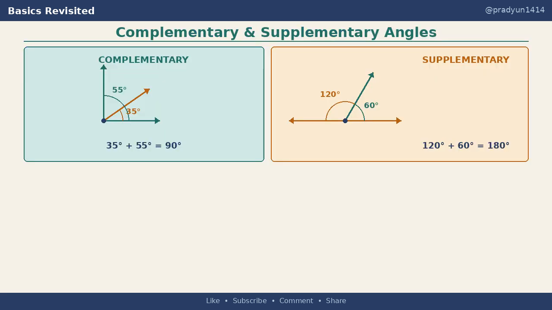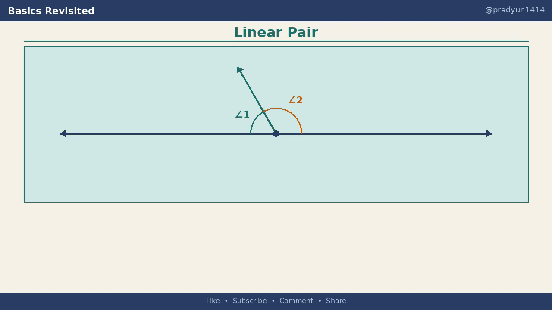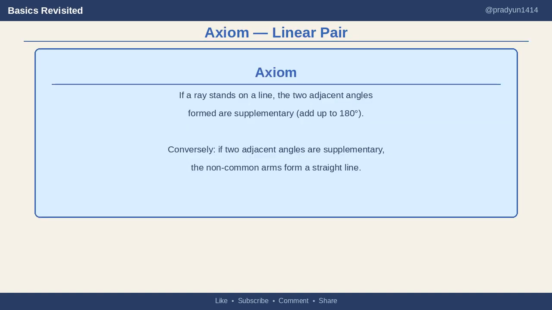2 angles are complementary if they add up to 90 degrees. 2 angles are supplementary if they add up to 180 degrees. Remember, S for supplementary, S for straight line. A linear pair is formed when 2 adjacent angles together make a straight line. Their sum is always 180 degrees. This is the linear pair axiom. If a ray stands on a line, the 2 adjacent angles formed are supplementary, adding up to 180 degrees. Conversely, if 2 adjacent angles are supplementary, the non-common arms form a straight line.